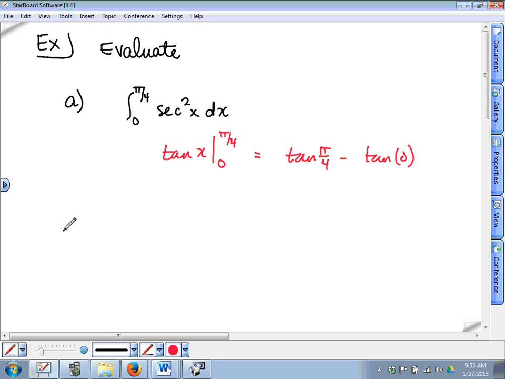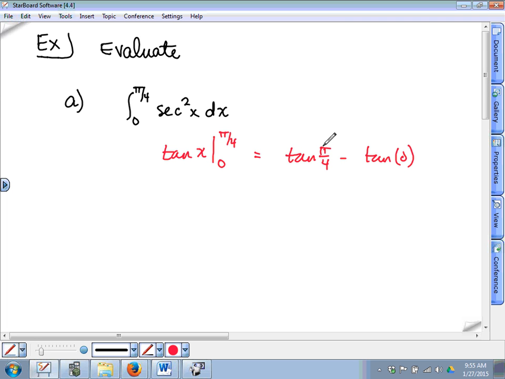Uh-oh. This could be a problem. Tangent of pi fourths. Oh wait, let me find what that is. Okay, it's 1. It's just one. How'd you know that? I'm smart.